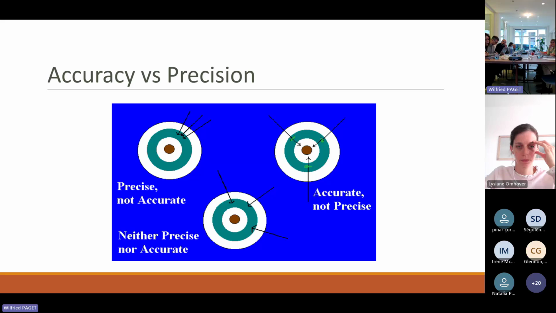In the next, we have measurements that are accurate because they are close to the true value, but between them there is no precision. And in the last case, at the bottom, the measurements are neither precise nor accurate.